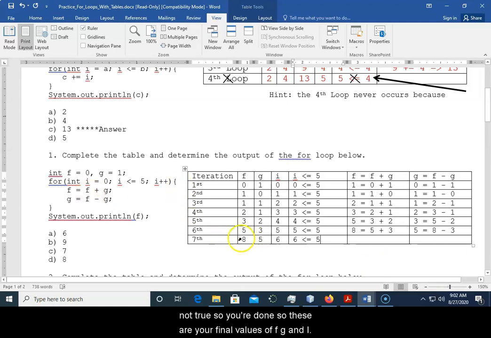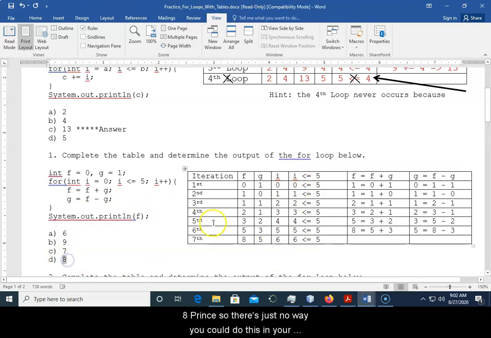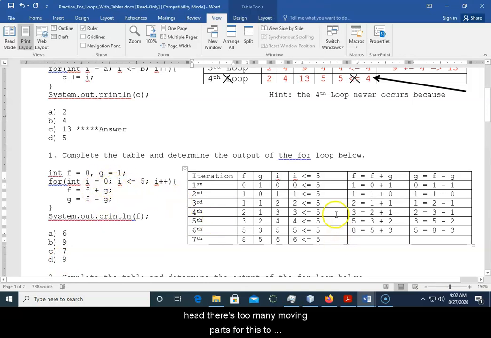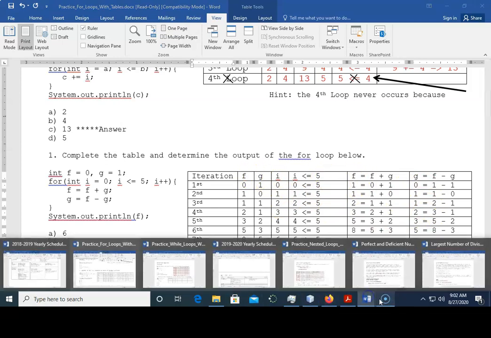So these are your final values of f, g, and I. What is the final value for f? So the answer is D, 8. So there's just no way you could do this in your head. There's too many moving parts for this to happen. So you definitely have to write this stuff out, okay?